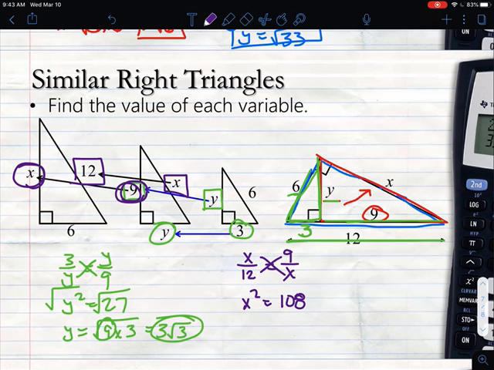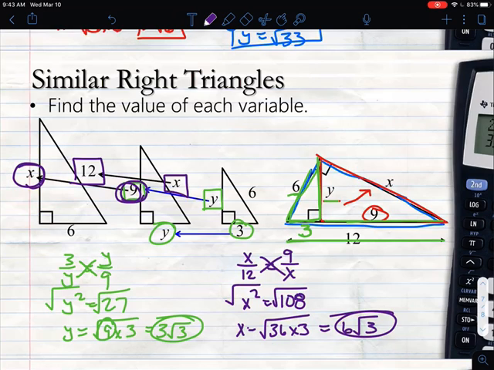When I multiply 9 times 12, when I take the square root, 108 is not a perfect square, so I break it down as 36 times 3. And so then the square root of 36 is 6, and the 3 stays inside, and so there's my final piece.